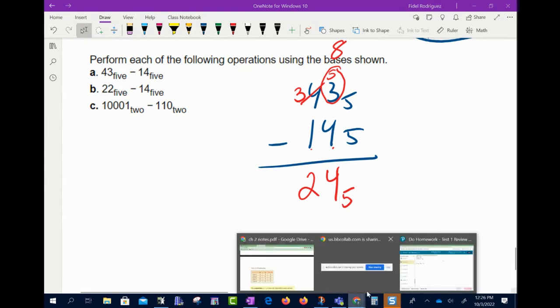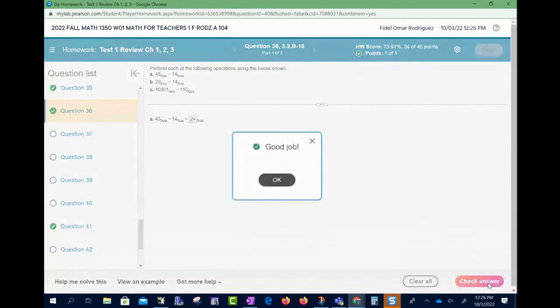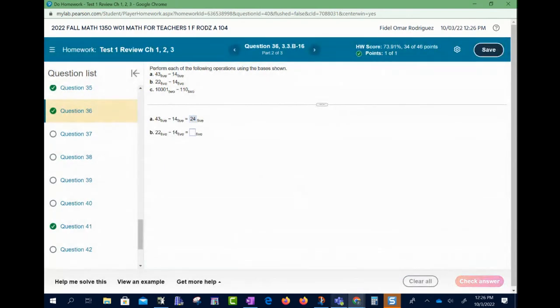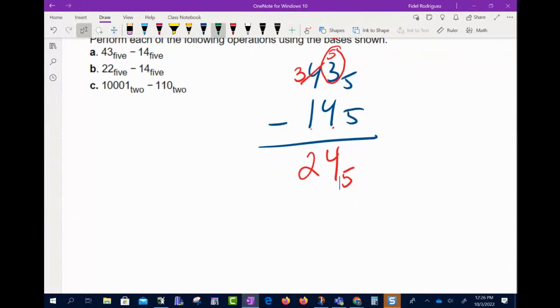So look, let's make sure that that one's working out. So I'm going to come back over here. I'm going to type in 2, 4, base 5. Okay, so far we're doing okay. It's just regular subtraction. The only thing you got to remember is that when you're in different bases, you're not borrowing a 1. You're borrowing whatever base you're dealing with, right? So look, let's try part B. We're going to do it the same way.